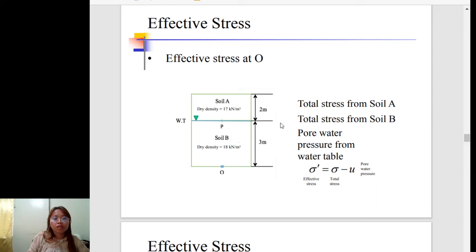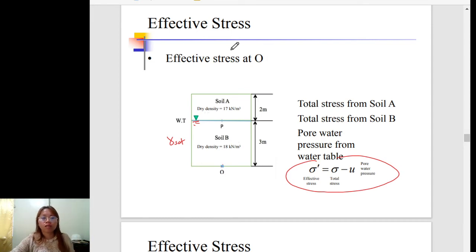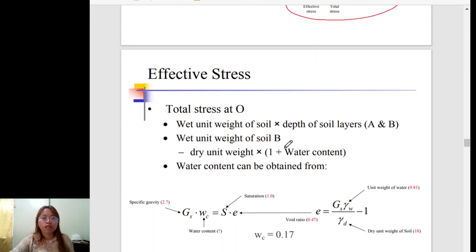Mura gihapon siya og actual nga procedure, but this time we should find the gamma sat, so that atong gamiton to get the stress, the effective stress at O, no? So naa kay pore water pressure diri. So still again, the effective stress is equal to total stress minus the pore water pressure, no? You proceed. So the total stress at O is actually the same procedure, no? This should be equal, not minus.